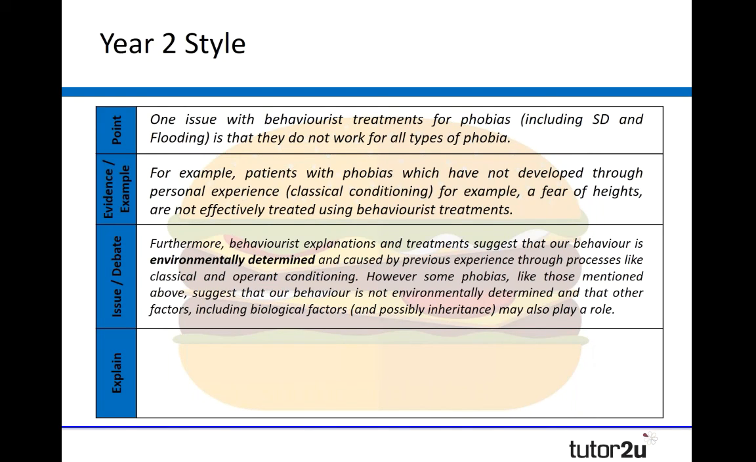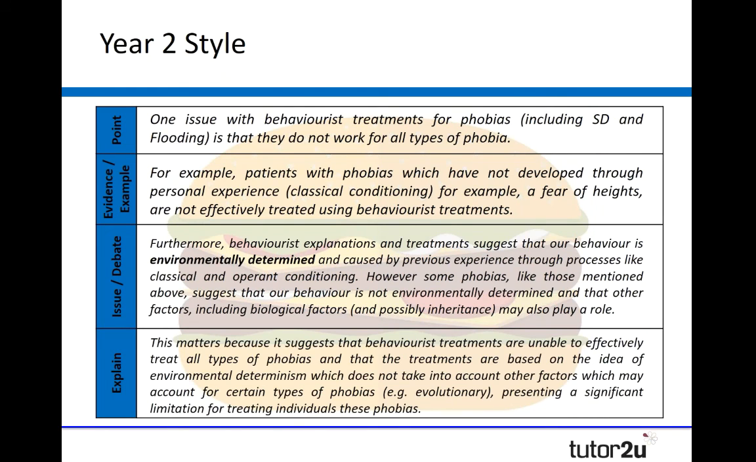We've added in a really thorough point there, and then all we do again is we explain that, but now we're combining all of the information from above. So we would just say this matters because it suggests that the behaviourist treatments can't effectively treat all types of phobias, and that the treatments are based on environmental determinism, which doesn't take into account other factors, in particular these evolutionary phobias, presenting a significant limitation for treating individuals.